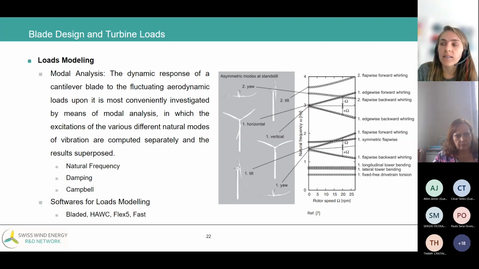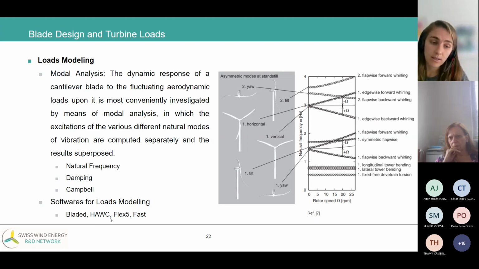Why? Because sometimes we can have a natural frequency close to the rotor, let's say a tower close to the rotor, but then we need to know if we have enough damping on this component, or if this component is already close to negative damping, in which case the component will just resonate. So these analyses are done using this modal analysis, and here I included the main software that is used for loads modeling.